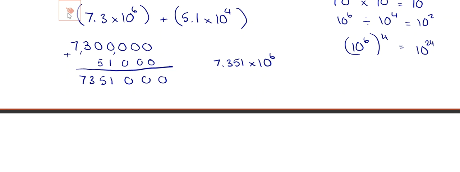Using the distributive property, 7.3 times 10 to the power 6 plus 5.1 times 10 to the power 4. They just have the common factor of 10 to the power 4. I can take that out. But then I have 10 to the power 4 times bracket 730 plus 5.1. Try it again, try it again. That is a nice, good, high level maths way of thinking.